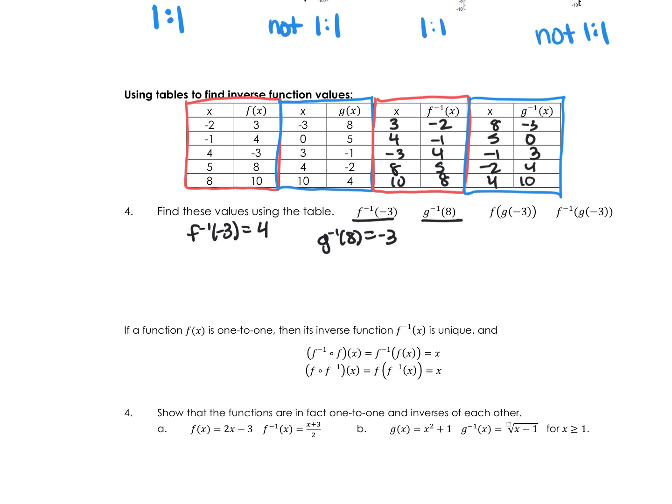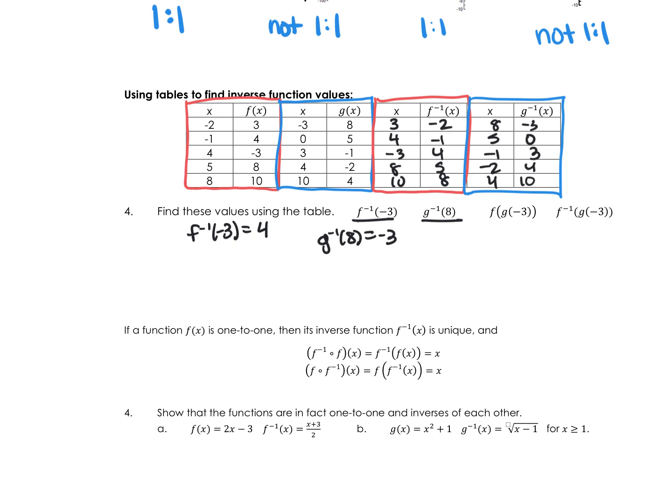So this one says to find F inverse of -3. If I want to find F inverse of -3, which table should I use? F, G, F inverse, or G inverse? We want to use F inverse, right? Go to your F inverse table. Remember, this is your X value. So go to the X value of -3, and what does this say the F inverse is? 4. So go ahead and find the next one.